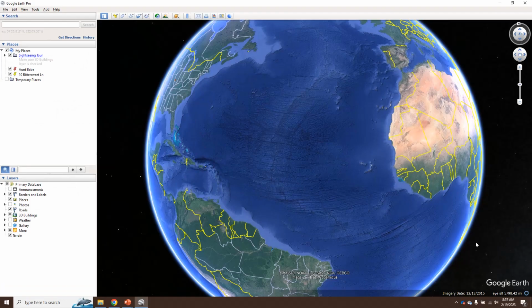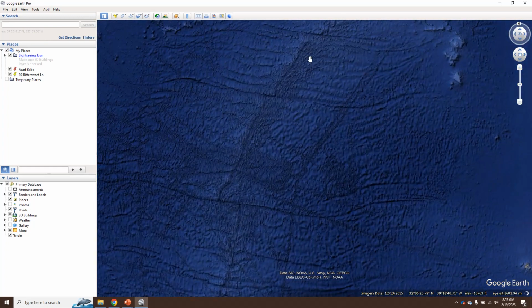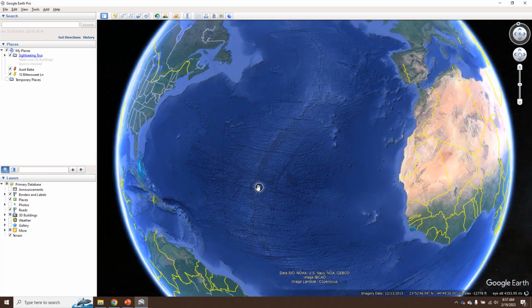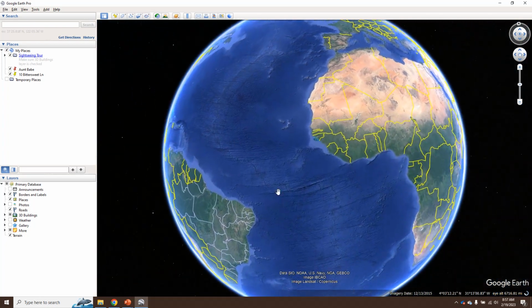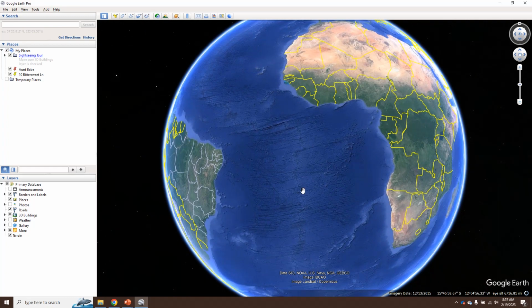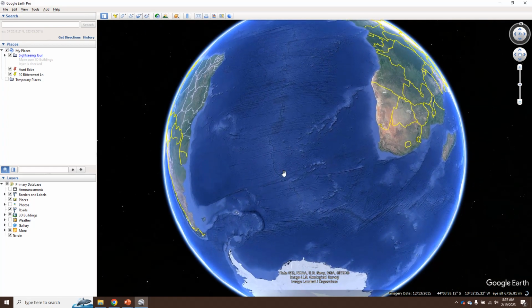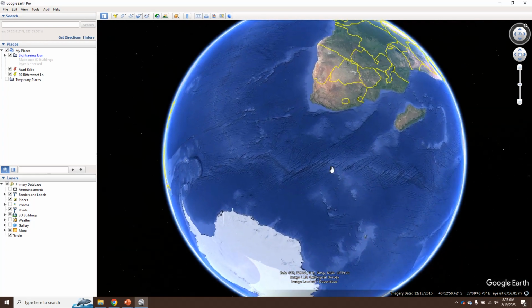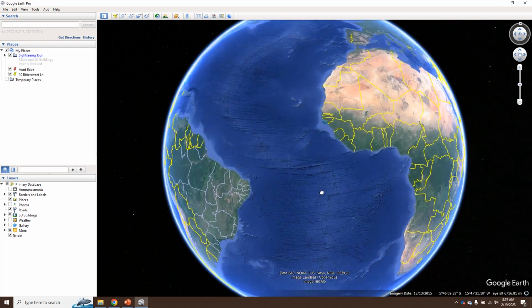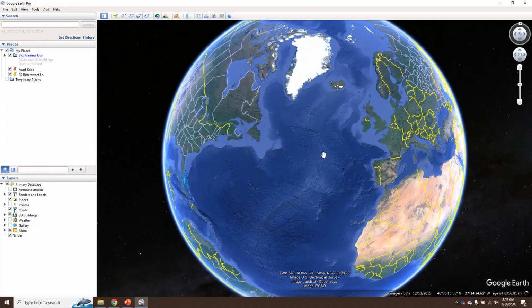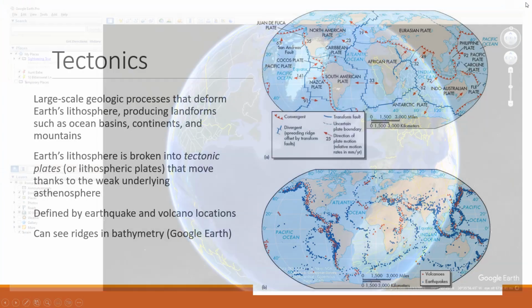So I have pulled up Google Earth here. These cracks that we can see going through the middle of the Atlantic Ocean are actually the boundary of our tectonic plates, and we can see another boundary here. So we can actually see these through images in things like Google Earth.